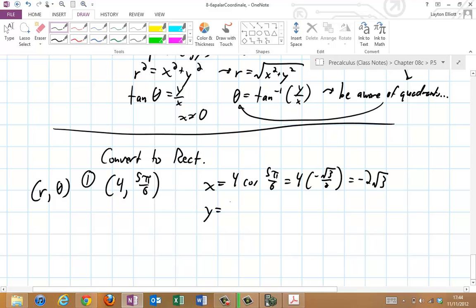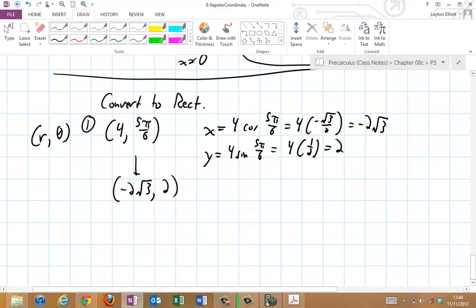Y is equal to 4 sine of 5 pi over 6. The sine of 5 pi over 6 is 1/2. 4 times 1/2 is 2. And then I'm just going to express that as the ordered pair negative 2 root 3, 2. So both of these ordered pairs represent the same place, just in different coordinate systems.